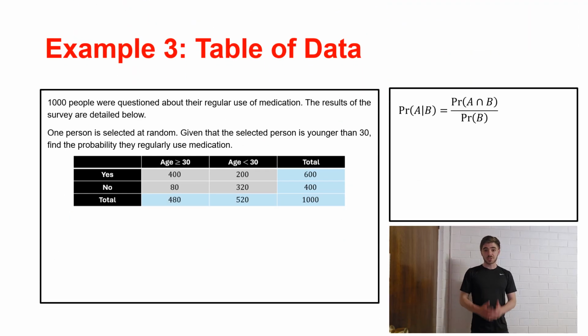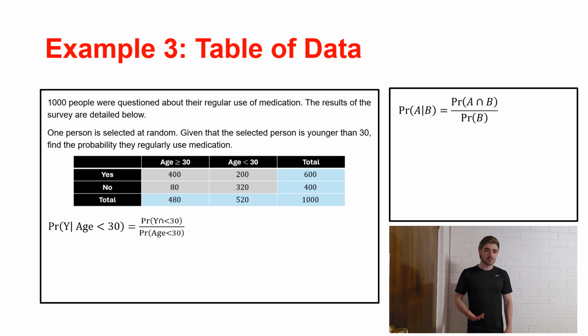Sometimes the information that you're given will come to you in the form of a table. Usually this is the results of some sort of survey. In this case, the table is comparing the regular use of medication with age. We want to know the probability that someone is regularly using medication given that they are younger than 30. If you have a table of data like this, you have a couple of options, one of which is simply just to use the conditional probability formula like you've done before.